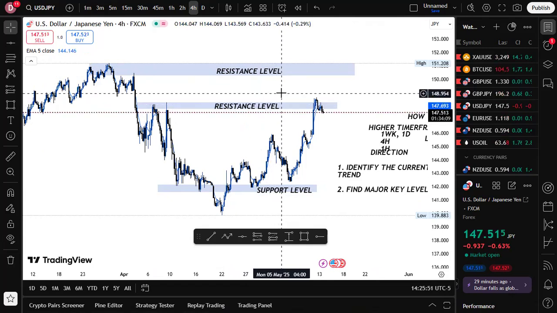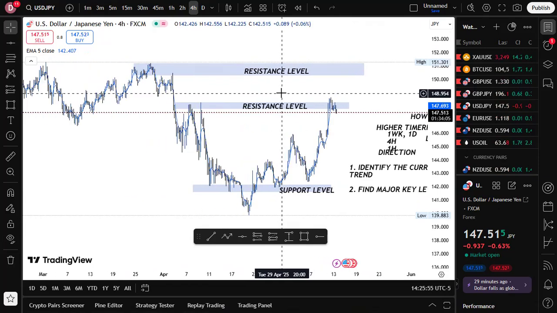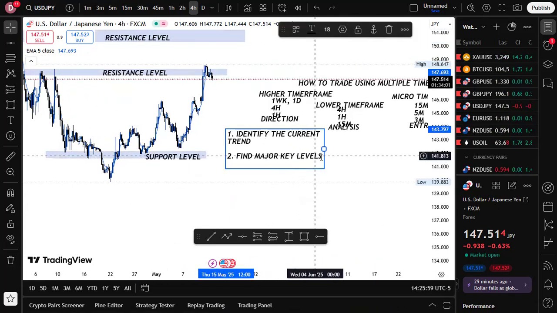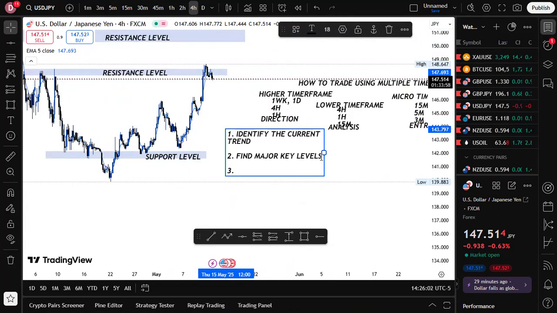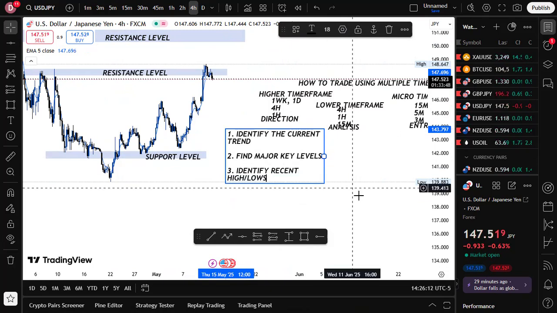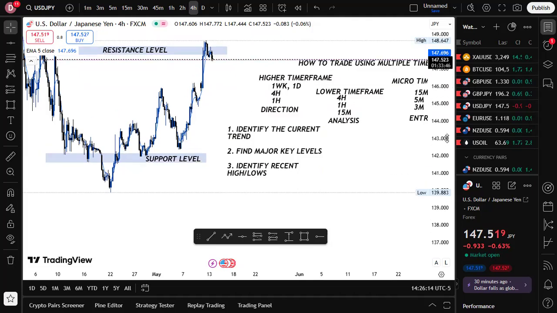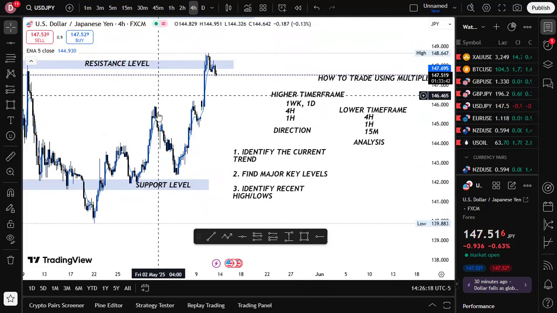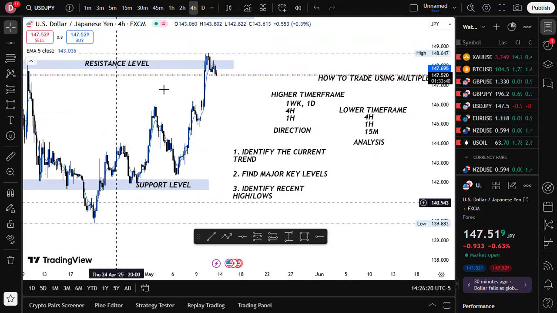Now, the next thing you need to do is, before that, you can actually add something here. You can add something like: identify the recent high and low of the market, right? So this is the recent high, right? These are the recent highs here.